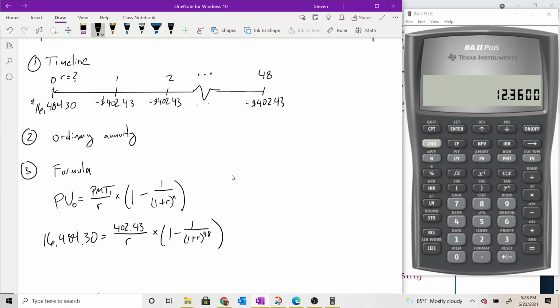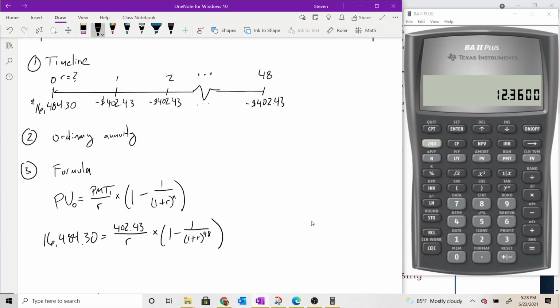So if we were going to use the formula, we would need to solve for R here. Well, we have a problem. We've got R by itself down here in the denominator, but then we have R within parentheses, 1 plus R, and then raised to the 48. There is not a way to use algebra to get R by itself on the left-hand side. We can't solve for it. The only thing that we could do is look at the problem and make a reasonable guess at R, plug it in, and see if it made the equation true.